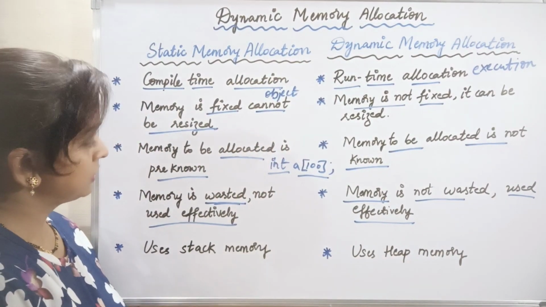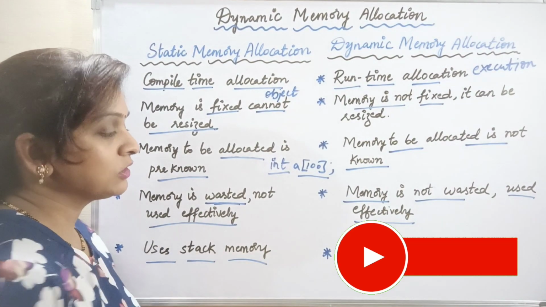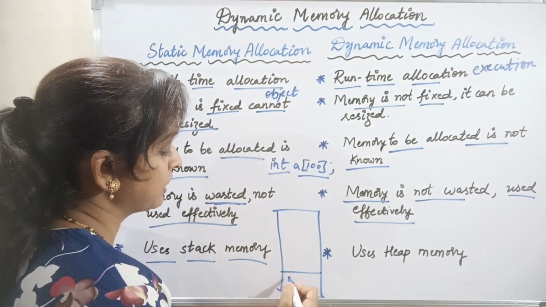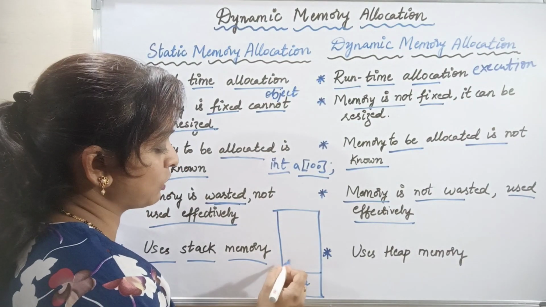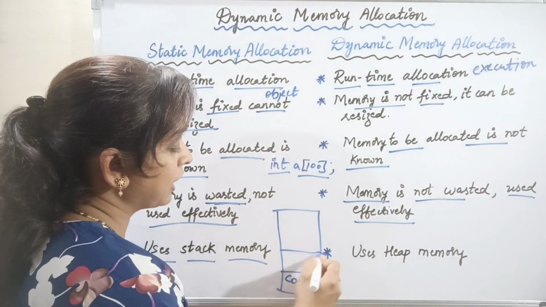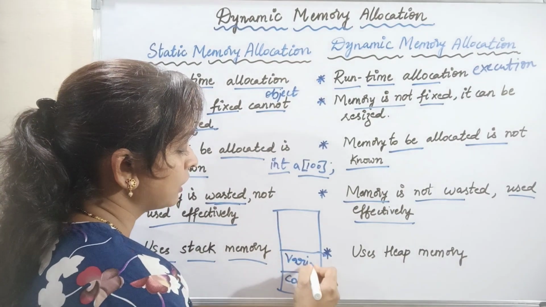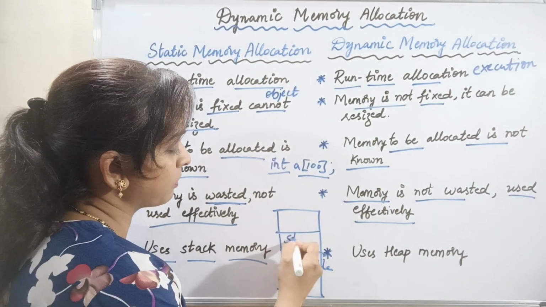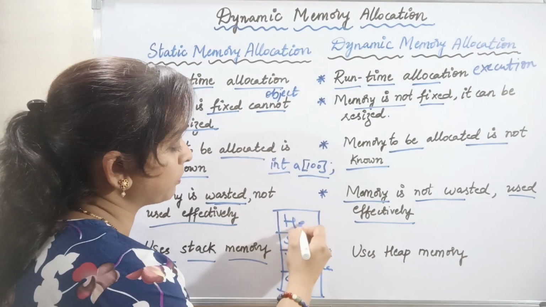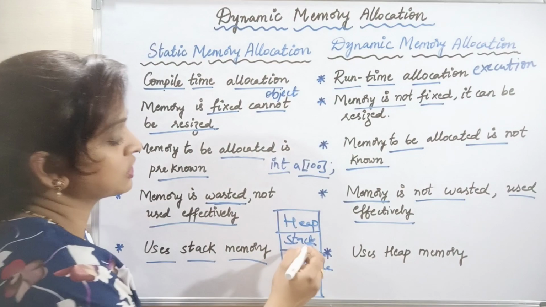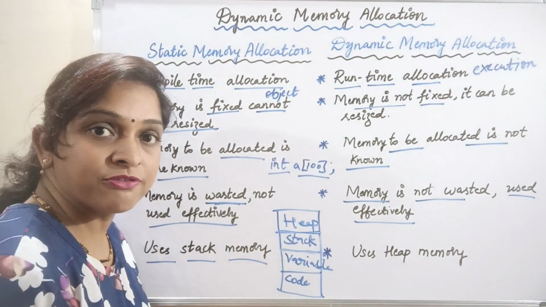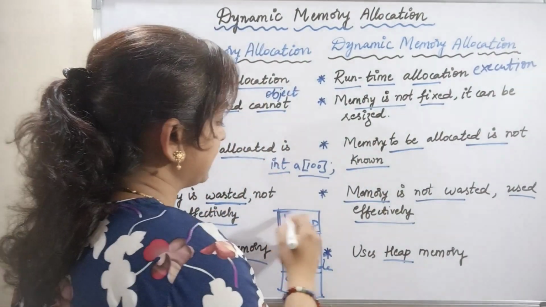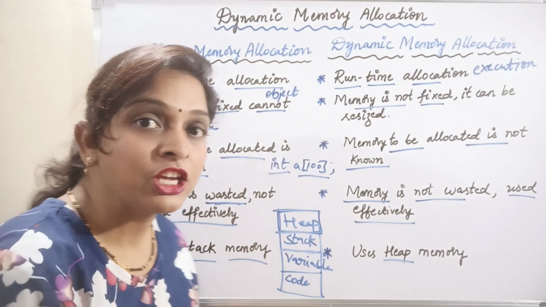The next point: it uses heap memory. Talking about the memory, for the program, we have different sections of memory allocation. Say for the code that we write, some memory is allocated. So we have different frames of memory. And for global variables, local variables, static variables, we have some memory frame. Then we have stack memory. Then we have heap memory. So for static memory allocation, we take the stack frame of memory, whereas for dynamic memory allocation, we take the heap frame of memory because heap memory is very huge.